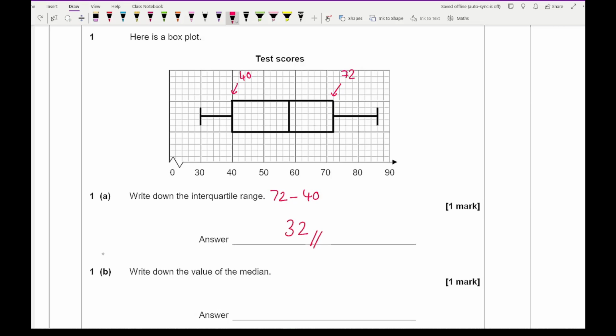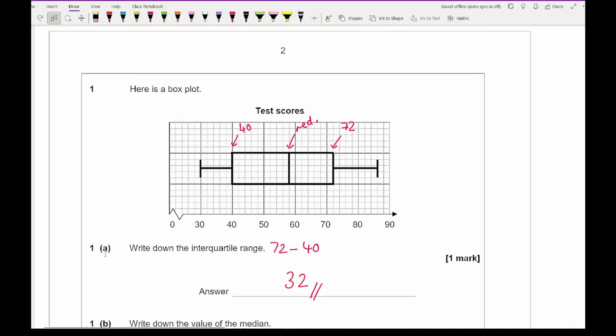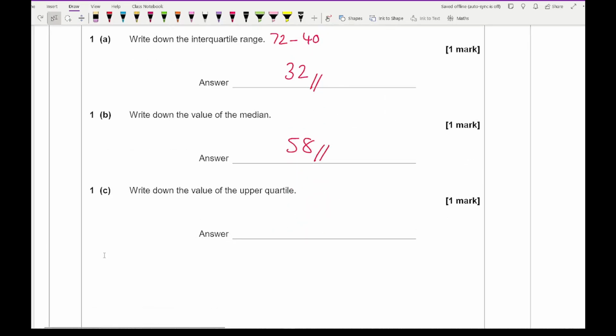Then it says write down the value of the median. Well, the median is this line here, and that is at 58. Now you always want to make sure that you're recognizing the scale and reading the scale correctly. For part C, it says work out the value of the upper quartile. So the upper quartile is this mark here, which I've used for part A, and that there is 72.